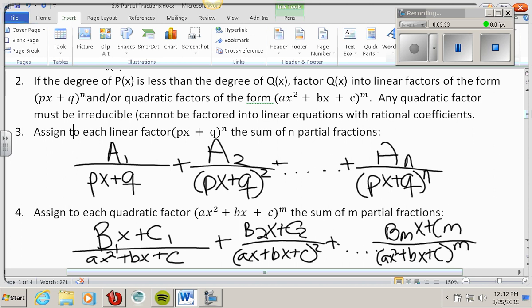Right, so again, these are the procedures that we're going to go through, but the examples will be much more helpful. So write this down, and we'll move on.